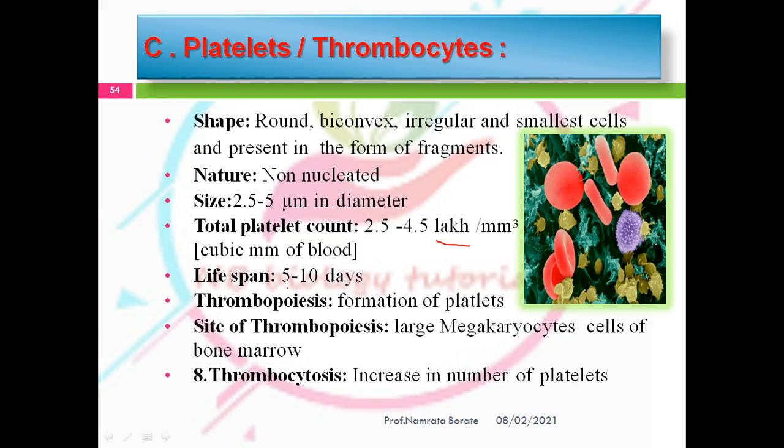As the lifespan of the RBC cell is 120 days, the lifespan of the WBC cell is 3 to 4 days, and the lifespan of the platelet cell is 5 to 10 days.